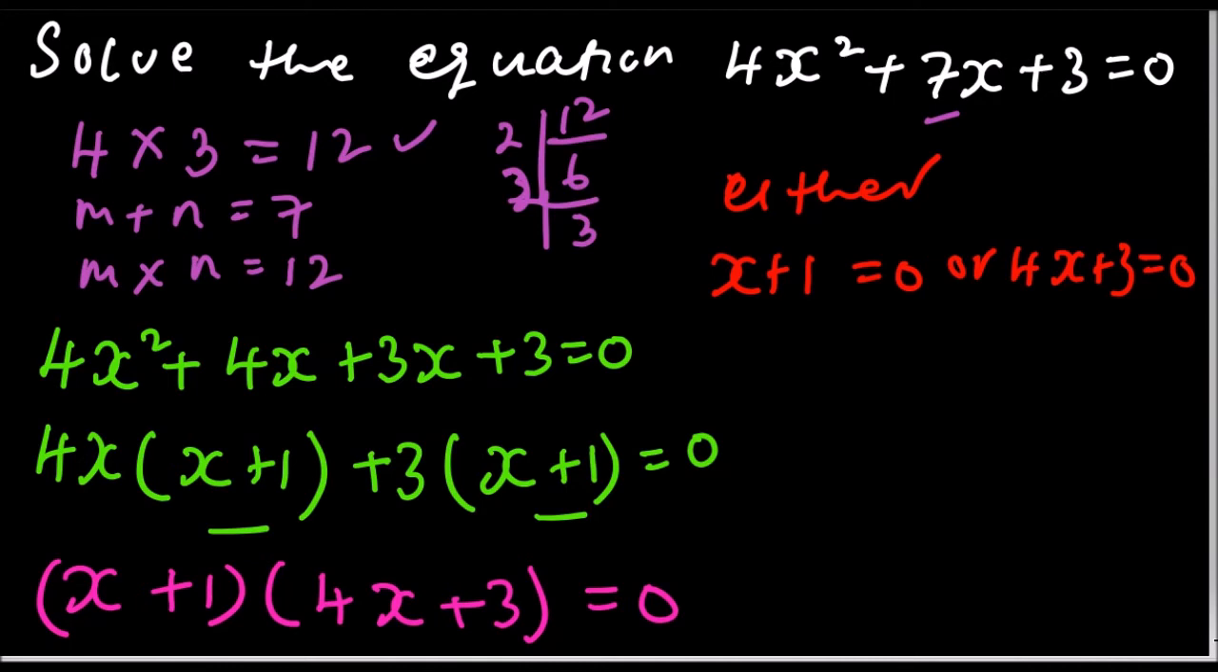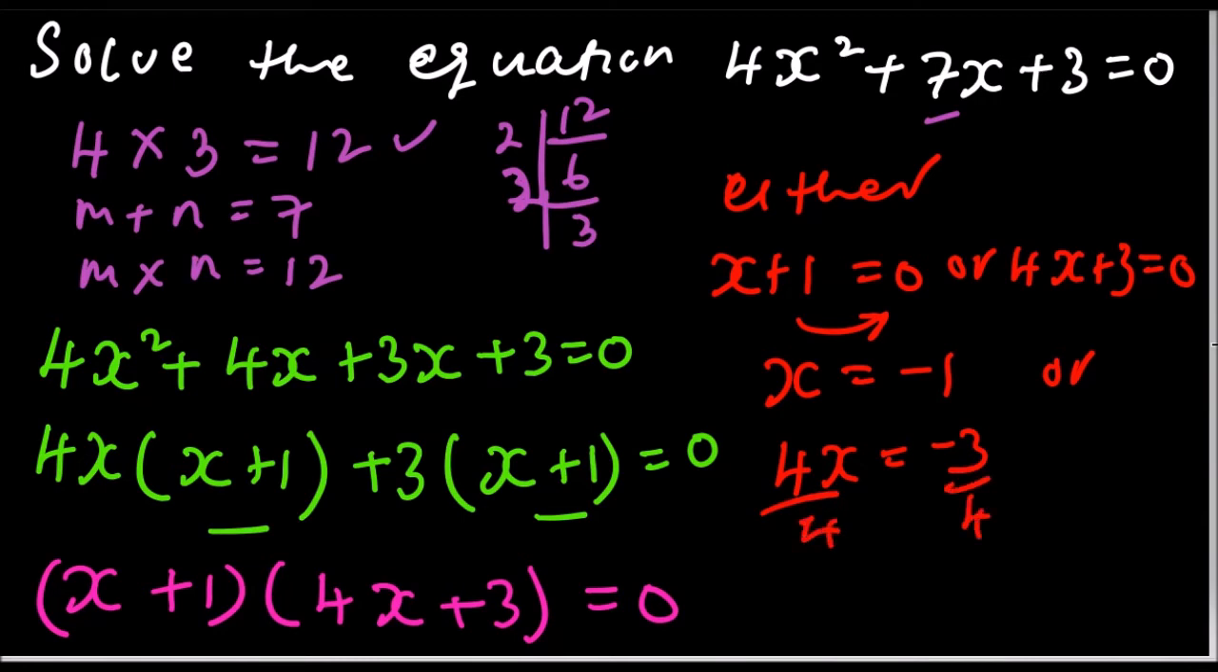So in this case, we take x to the other side, and we get x equals minus 1. Or the other one, we take 3 to the other side, so we have 4x equals minus 3. Divide both sides by 4, and this implies that x equals minus 3 over 4. So these are the two values that satisfy our quadratic expression.